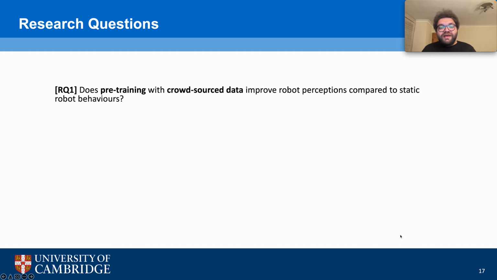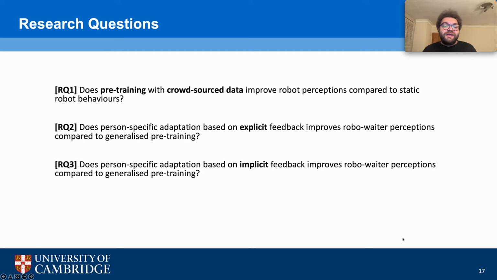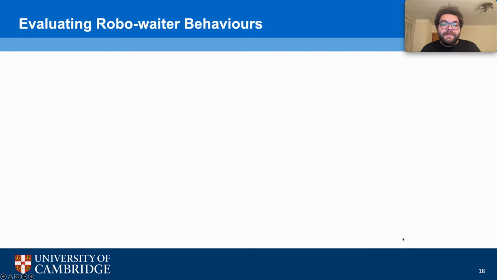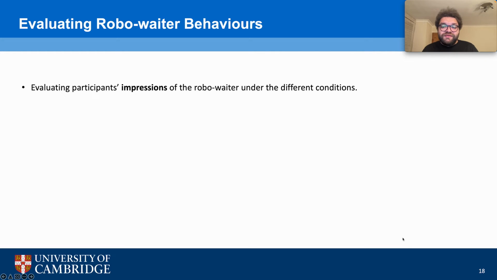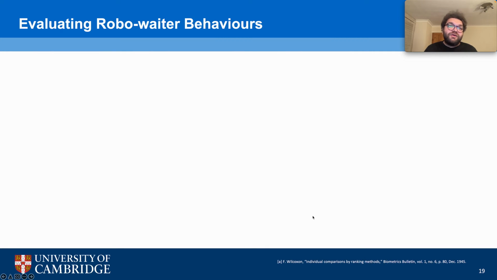With our HRI study, we aim to evaluate whether pre-training robot behavior on crowdsourced data actually improves its performance compared to static behavior. Furthermore, we wish to evaluate whether using explicit or implicit feedback improves interactions compared to using only crowdsourced data. And finally, is there any benefit of using either explicit or implicit feedback over the other? To answer these questions, we record participants' responses on questionnaires collecting ratings for enjoyment, sociability, adaptability, and appropriateness of robot behavior. These evaluations help us understand how individuals view their interactions with robots.